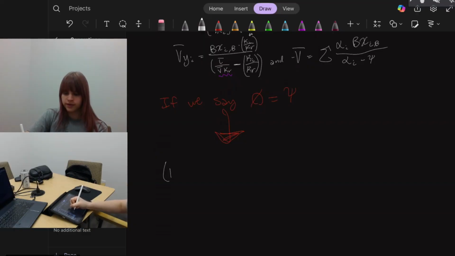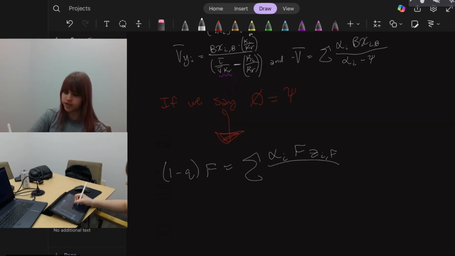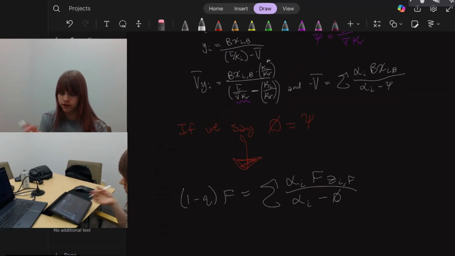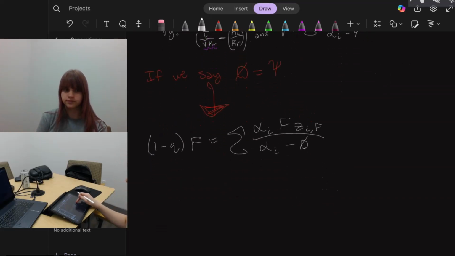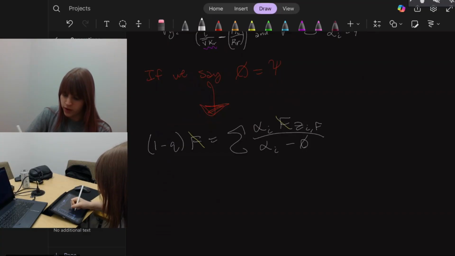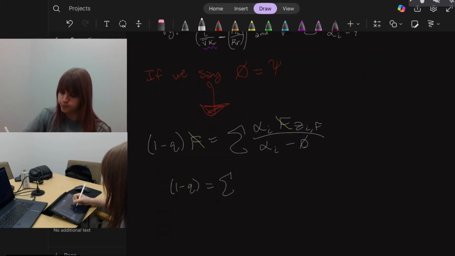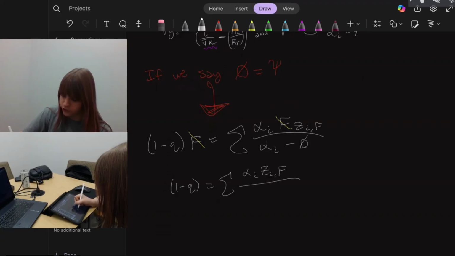from. We have 1 minus q times the feed is equal to the relative volatility times the feed flow rate times the composition of component I in the feed divided by our relative volatility minus phi or psi. We're saying that those are equal, so it doesn't quite matter. And then we notice that we can cancel out the f's, and we are left with 1 minus q. Remember that q tells us the amount of liquid in the feed. And we end up with our Underwood equation.